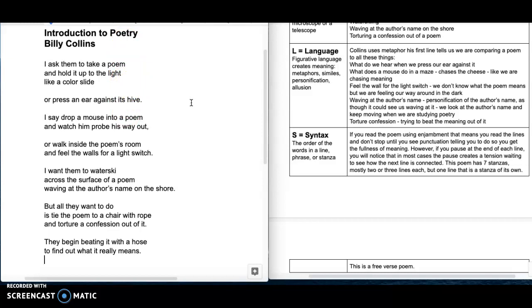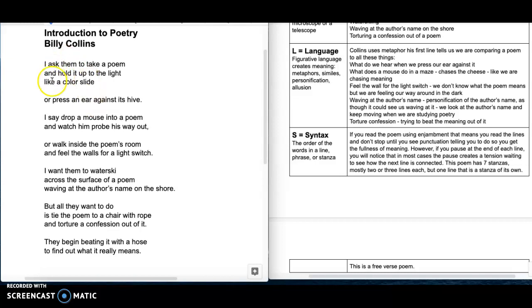So let's just try to read this first stanza, pausing at the end of each line to see the tension that Collins builds. He says, I ask them to take a poem. And if we wait there, what's he asking us to do with this poem? And he goes on to say, and hold it up to the light. Again, if we pause there, holding a poem up to the light is kind of profound. Light is usually an understanding or sort of an epiphany. But then he goes on to say, like a color slide.